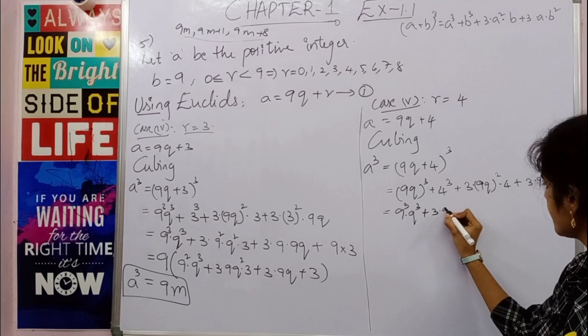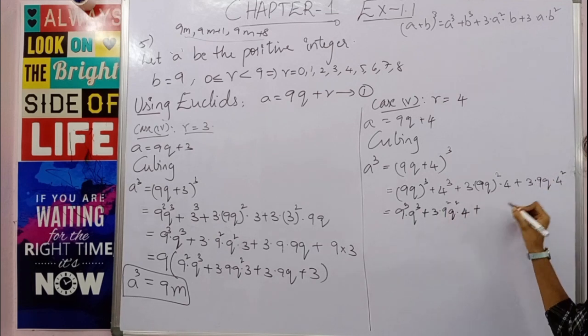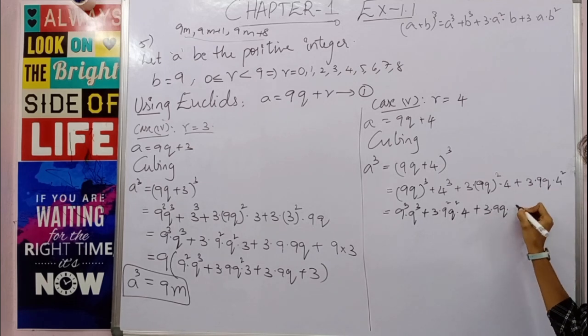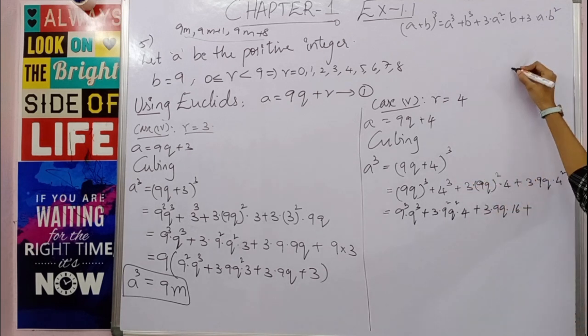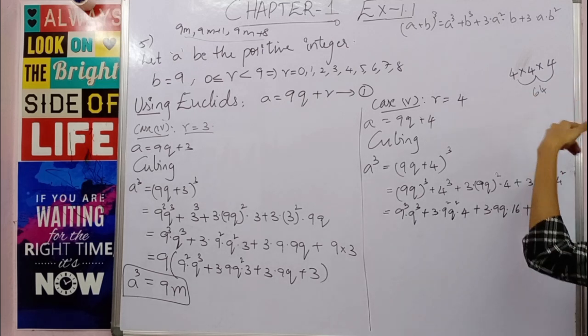It is 3 multiplied by 9 square q square multiplied by 4, plus you have 3 multiplied by 9q multiplied by 4 square, which is 16, plus 4 cube. 4 cube is nothing but 4 multiplied 3 times. Right? So 4 4s are 16, 16 4s are 64. Okay, now just see, 64 is a bigger number.